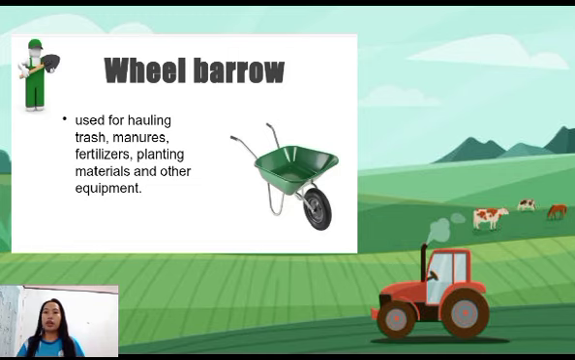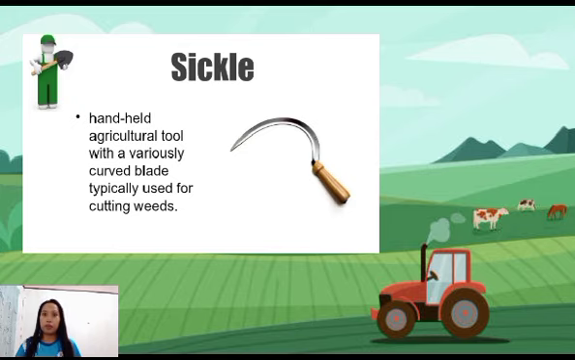Then the wheelbarrow is used for hauling trash, manures, fertilizers, planting materials, and other equipment. It is a manually operated transport tool used for hauling various materials around the farm, like trash, manures, fertilizers, planting materials, and equipment.